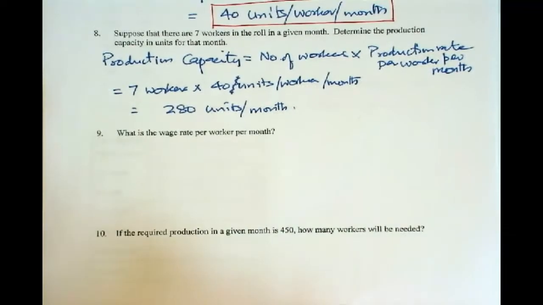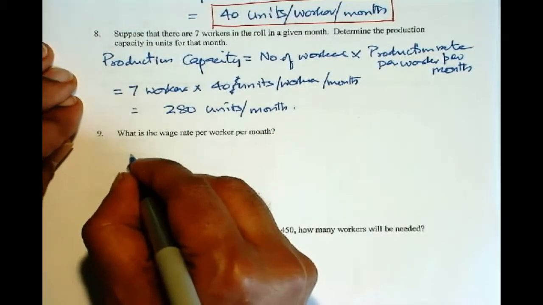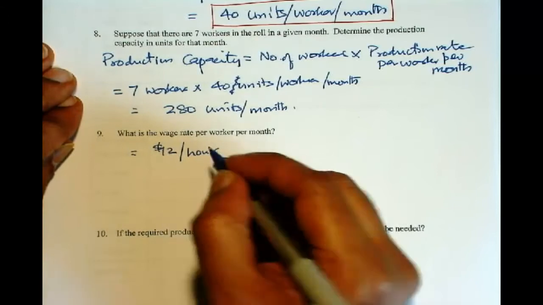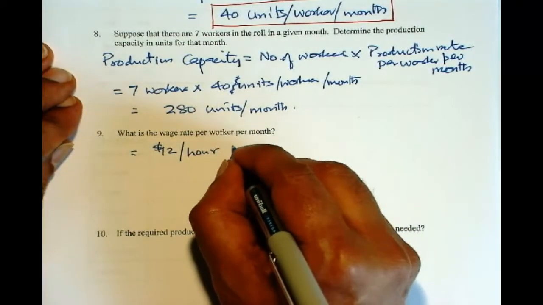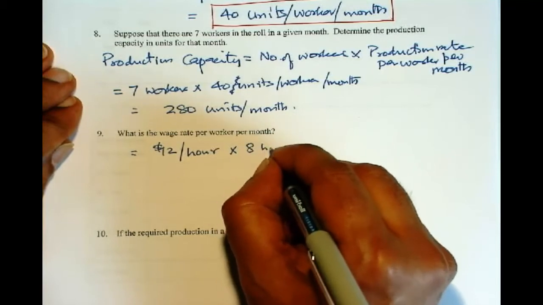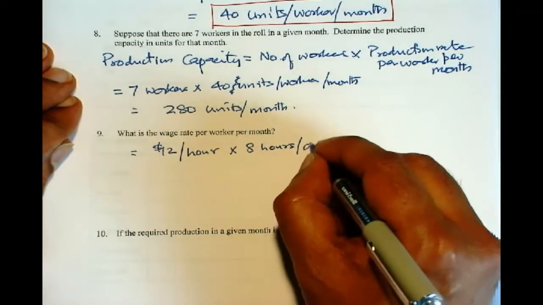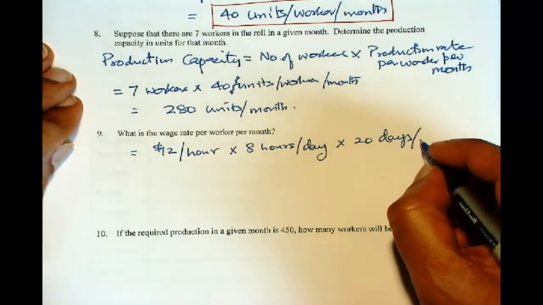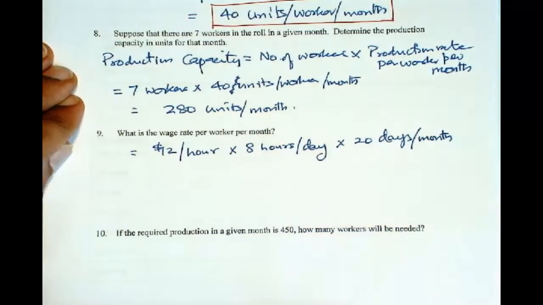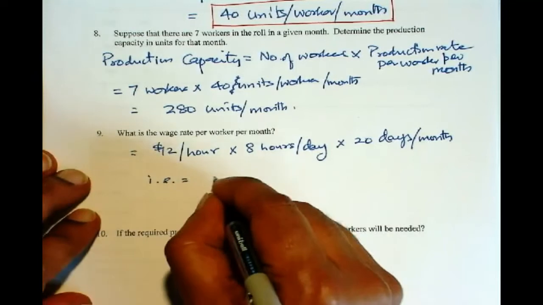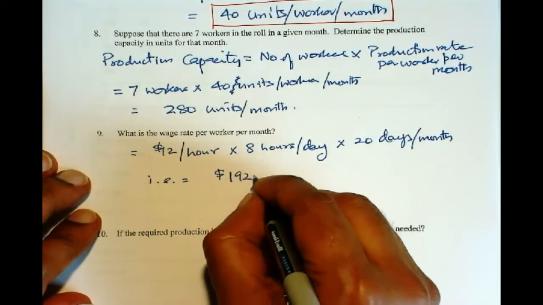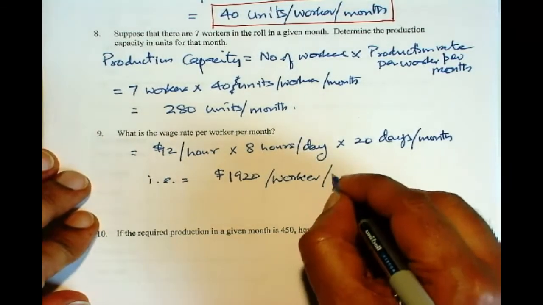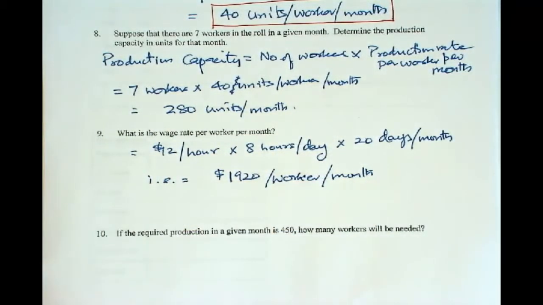Now what is the wage rate per worker per month? So that is equal to $12 an hour, so that's given, times 8 hours a day times 20 days per month. So that is equal to $1,920 per worker per month.